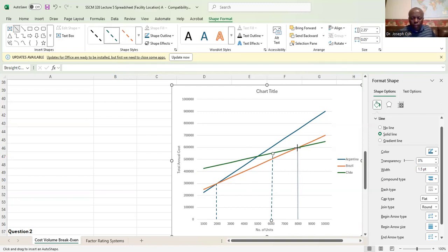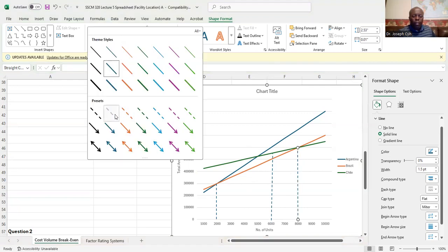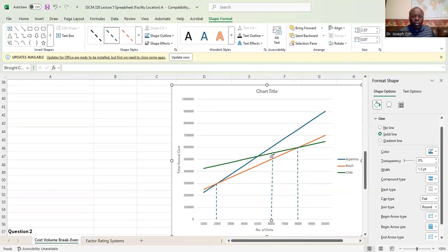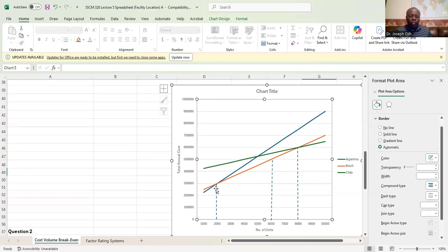Okay, right here. I'll make it a broken line. So I'm gonna reduce this because this is 6,000. That's right here. Okay, good. You can see that here at 2,000.